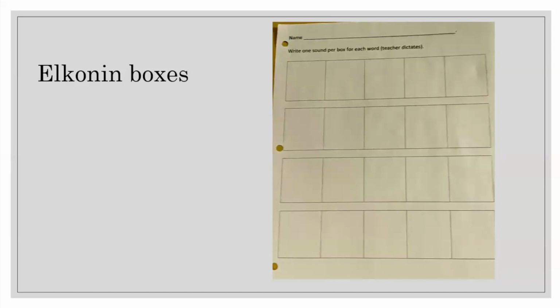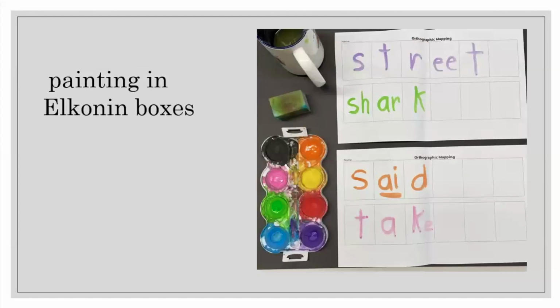Then the students write 1 grapheme per box. So if the word was shop, the sh would go in 1 box, then ah in the next, and p in the third. Changing up the media that students use engages their brains. I created this example to show you how the Elkonin boxes work. There's not a target spelling pattern here. I included an irregular word.